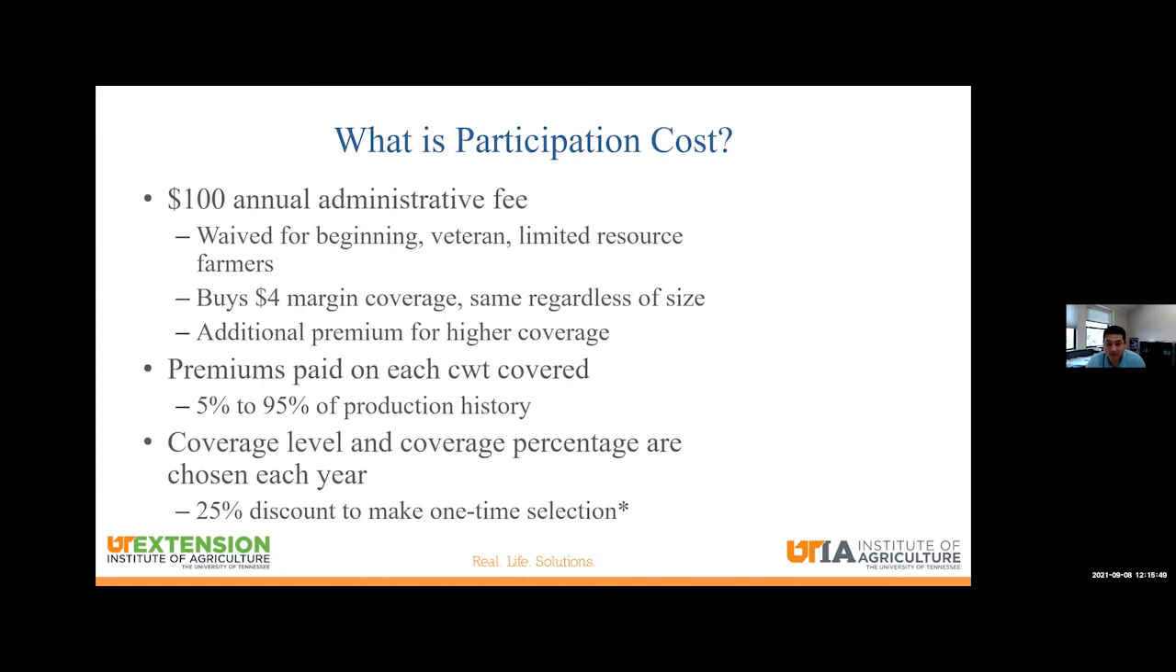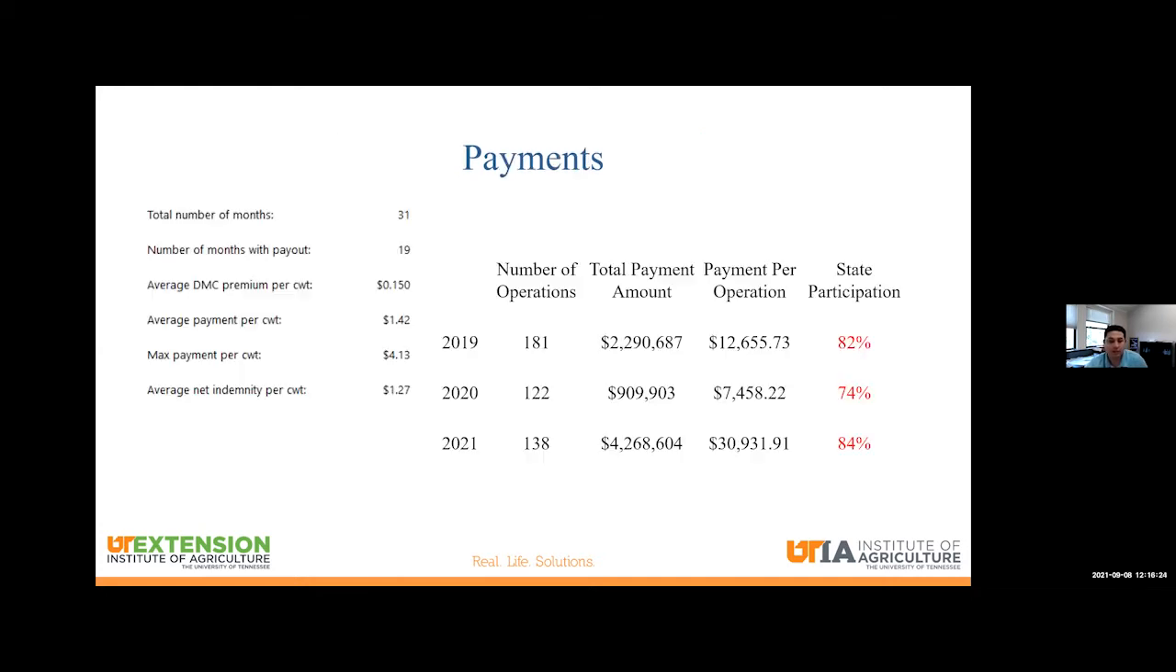Coverage level and coverage percentage are chosen each year, with a 25% discount to make a one-time selection. What I want to mention is, if you haven't been in DMC and you're thinking about enrolling, there is the option to do full coverage up through 2023, and you could get a 25% discount once if you were to lock it in through 2023. I don't know too many people that have taken advantage of that, just because whenever this program was reintroduced in 2019, some folks were still wondering if it was going to trigger and was it worth the cost to be insured or be in the program.